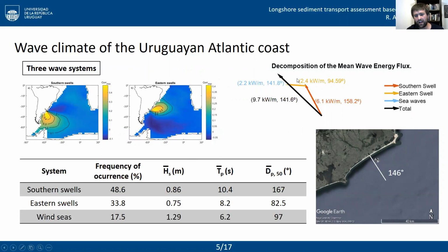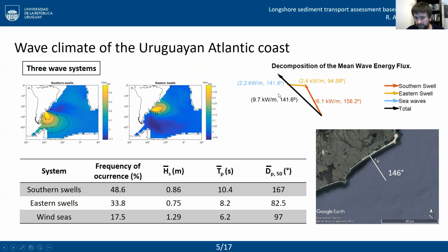This diagram is interesting. It's a good presentation of the wave climate. It shows the mean wave energy flux composed of these three wave systems. One observation is that the black arrow is the total mean wave energy flux, calculated using the wave hindcast data in this node, the A2. The black arrow and also the sky blue one, which corresponds to the sea waves and is behind the black arrow, both have a direction whose orientation is almost aligned with the perpendicular to the coast.